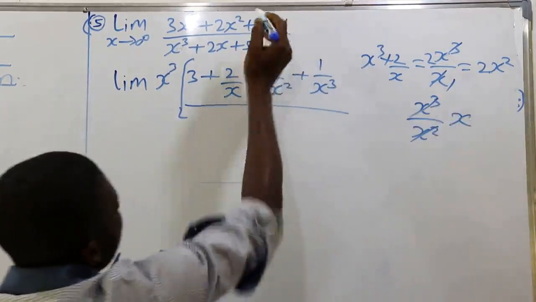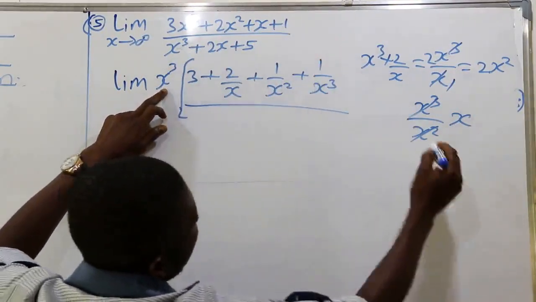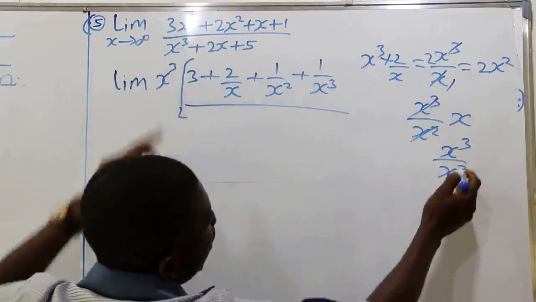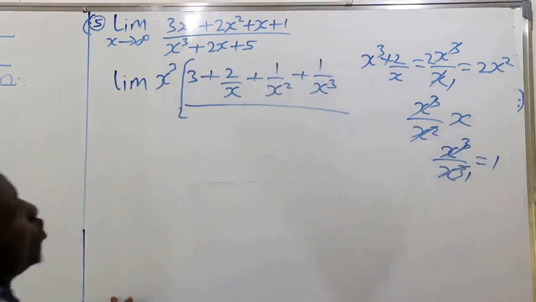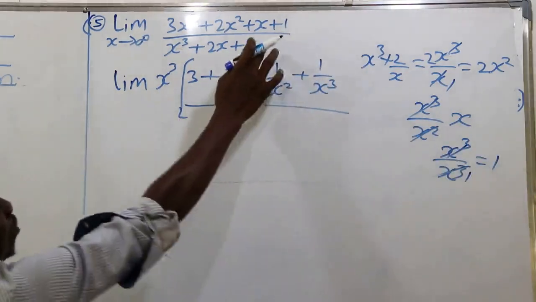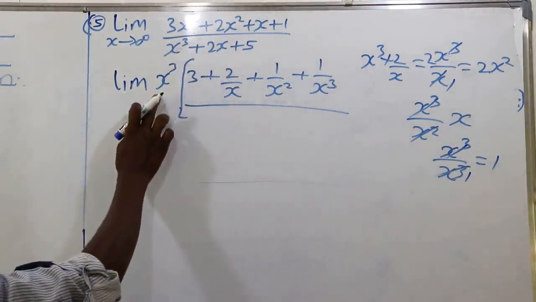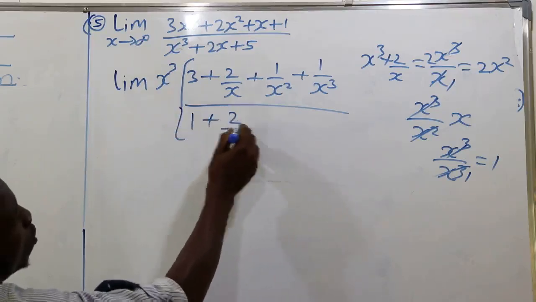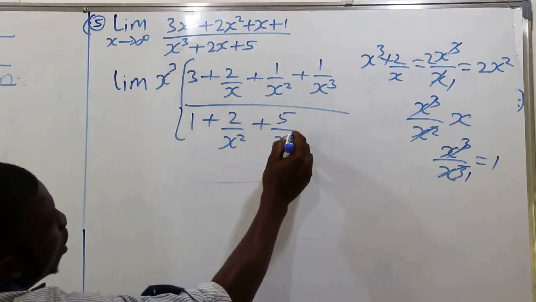It will remain x. For the last one, x raised to power 3 times 1 will give us x raised to power 3 divided by x raised to power 3. X raised to power 3 will cancel itself, it will remain 1. So, for the denominator, x cubed is common. I factor out x cubed. Now it will remain 1 plus 2 over x squared plus 5 over x raised to power 3.